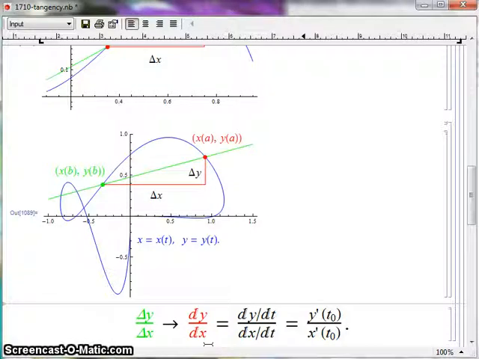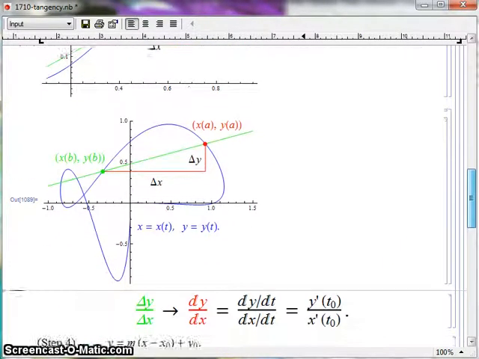But y may not be a function of x directly, at least in the extended interval, so we use the chain rule. dy over dx can be expressed as dy/dt over dx/dt. And what is dy/dt? It's y prime. What is dx/dt? That's x prime. Evaluating those at t equals t naught, we're going to get the slope. So that was a quick derivation of the slope formula.